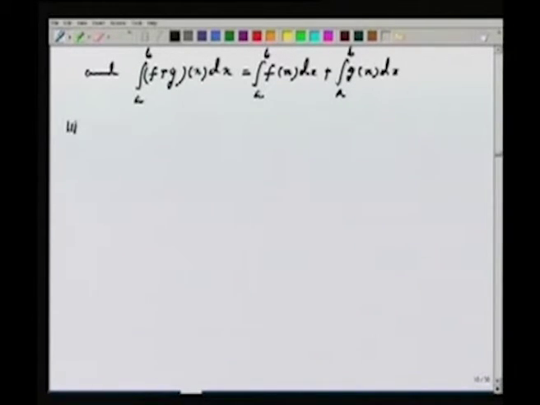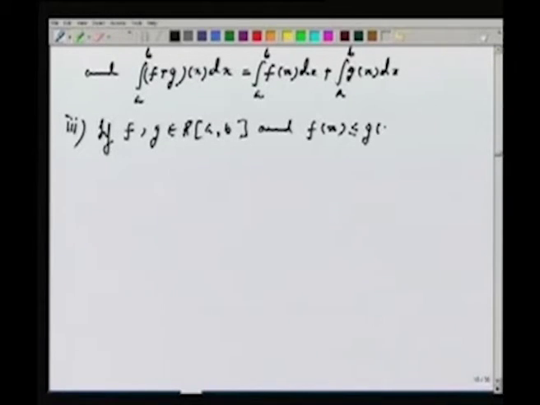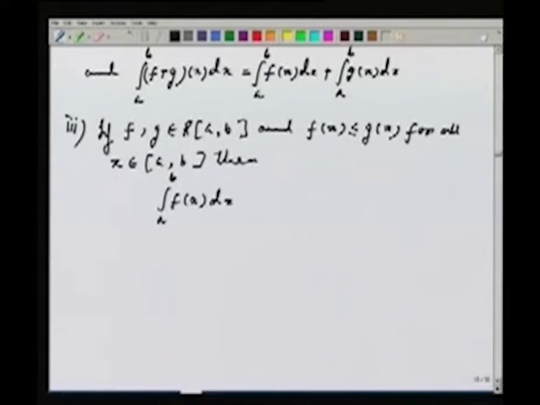Third property is, if f and g both are Riemann integrable and f(x) is less than or equal to g(x) for all x in [a,b], then their integrals also maintain the same relation, that is integral a to b f(x) dx is less than or equal to integral a to b g(x) dx.